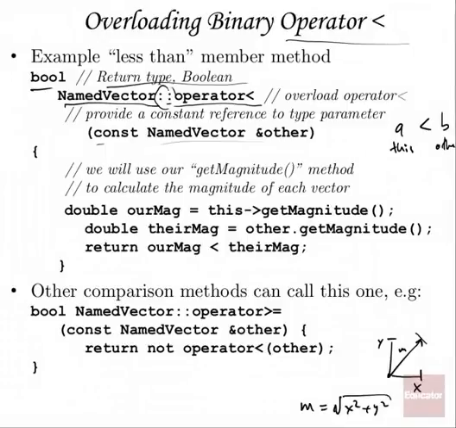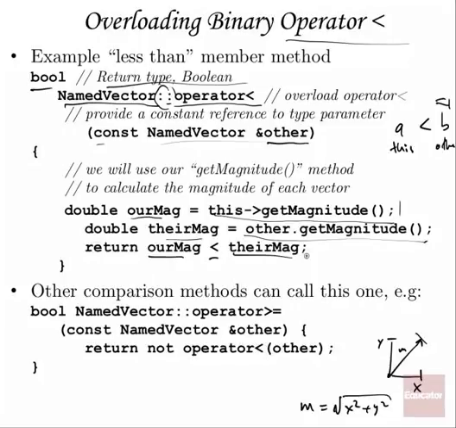We could have put the formula right there, but we'll just say that that formula is inside our method get magnitude. So we're going to say our magnitude is equal to this, and we're going to call this get magnitude member function, and for their magnitude we will call the get magnitude member of the other, which was passed in as a parameter, which in this case is b. And so what we're going to return for less than is that our magnitude is less than their magnitude. And we're already halfway done with all of our possible comparison operators.